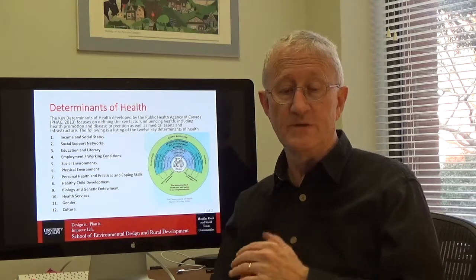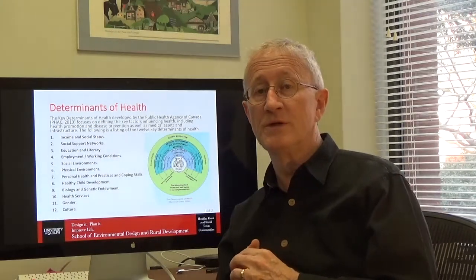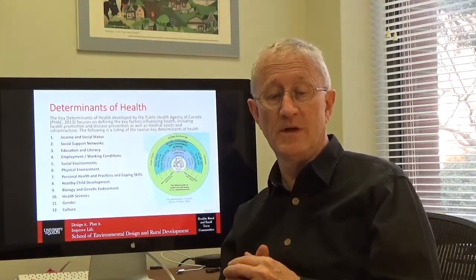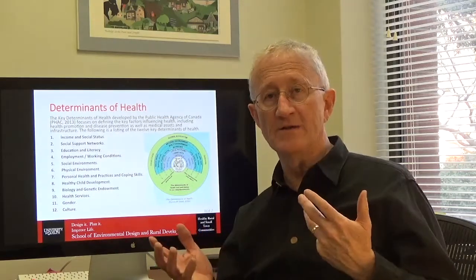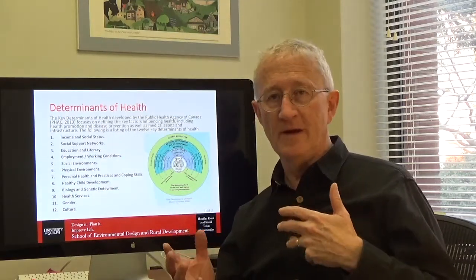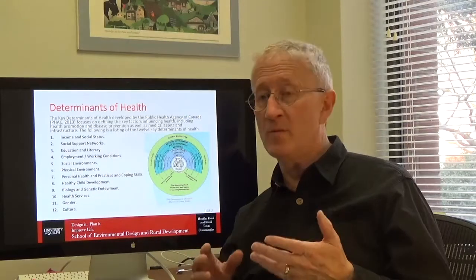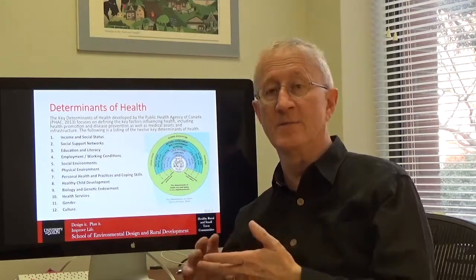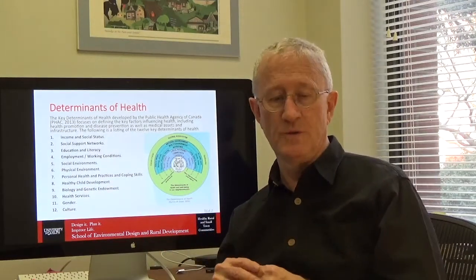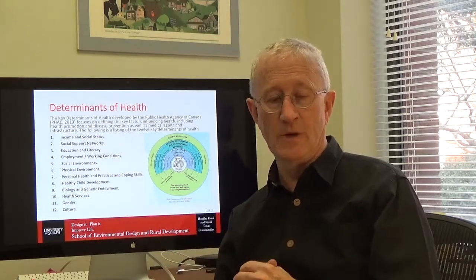There are readings connected to this, so I invite you to look at that in more detail. You can see that there's a listing from this particular source here of 12 determinants, and they range from income and social status. Quite clearly, if I have better income, I probably have access to better housing, access to better food, all of which tends to lead to a healthier outcome.